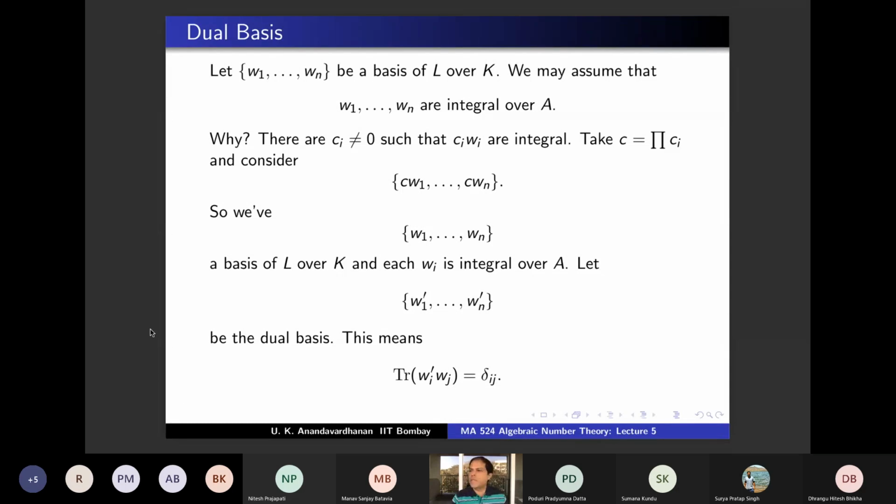Agree? So we said that we are going to argue with a chosen basis and its dual basis. One condition on the chosen basis is that each element is assumed to be integral. And now we will argue also with its dual basis. Dual basis just means this. Are you with me now? So let's continue.